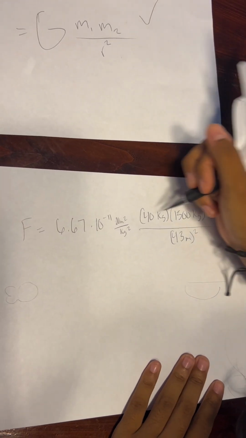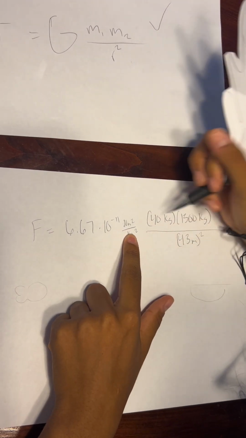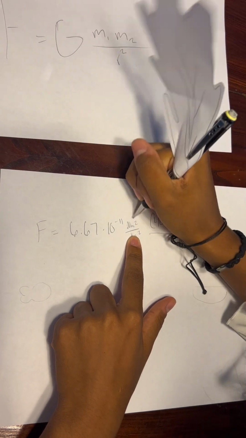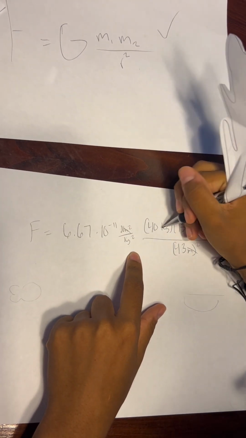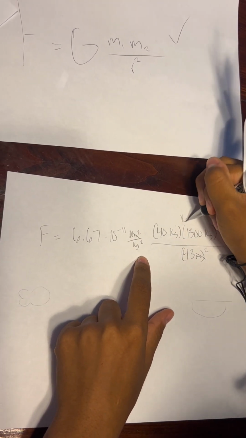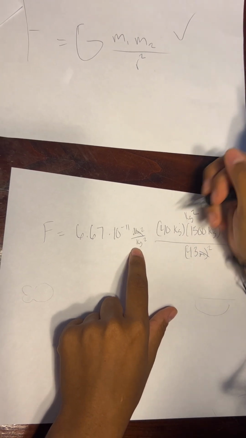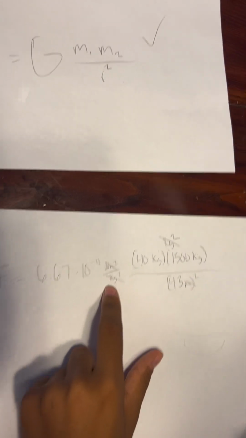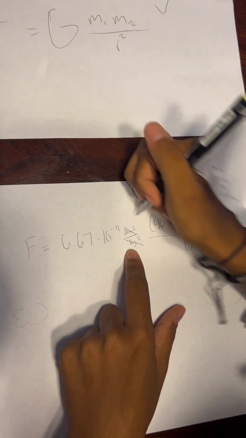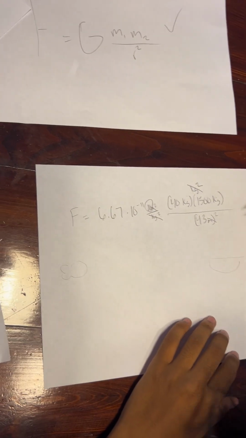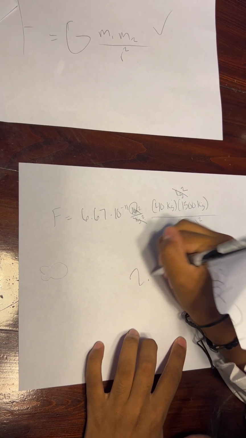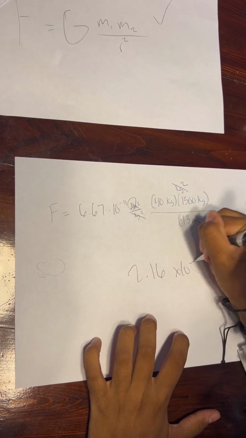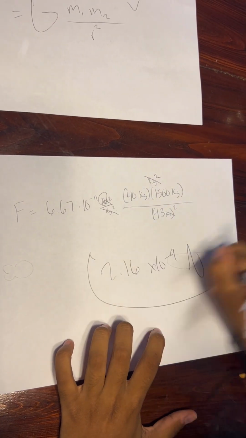Okay, so we have meter squared here, and we have meter squared here. So those cancel out. Then we have two kilograms times kilograms, which is also kilograms squared, and there's a kilogram squared in the denominator. So that also means they'll cancel out because they're reciprocal of each other. So then we're just left with newtons. So that means our final answer is in newtons. 2.16 times 10 to the negative 9th newtons is our final answer.